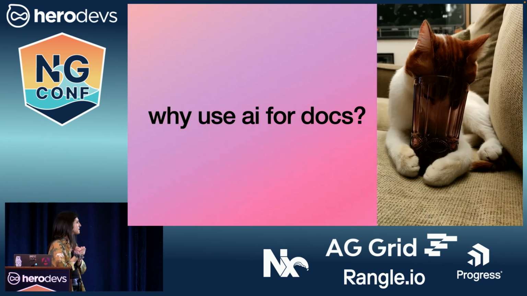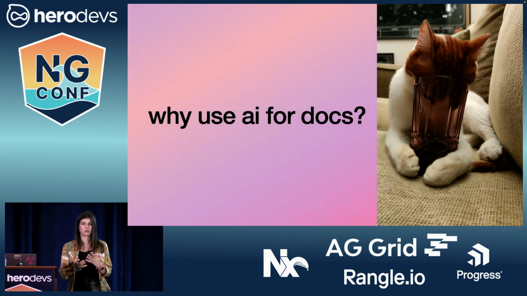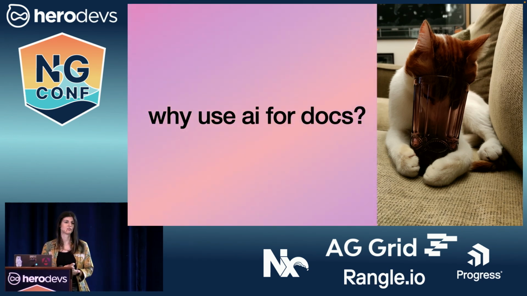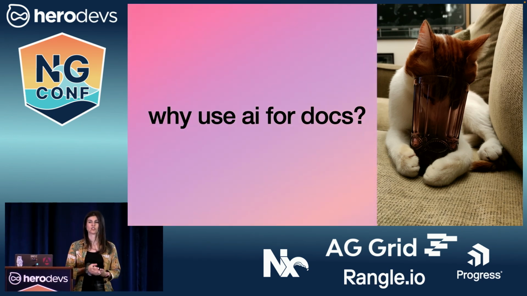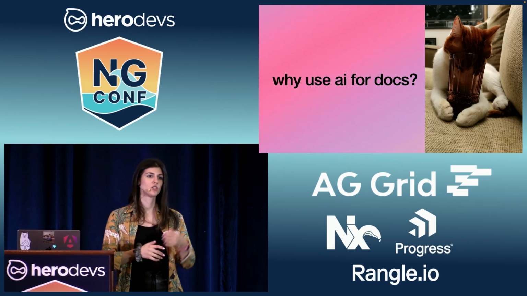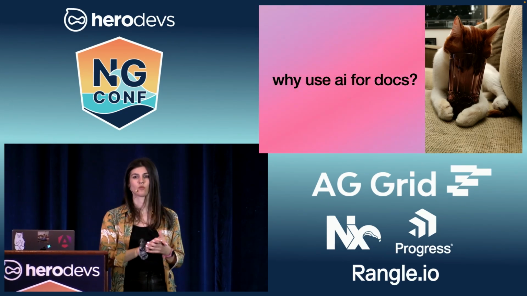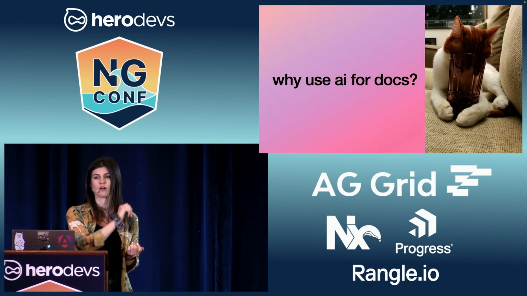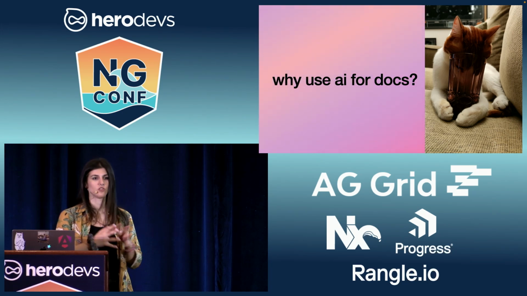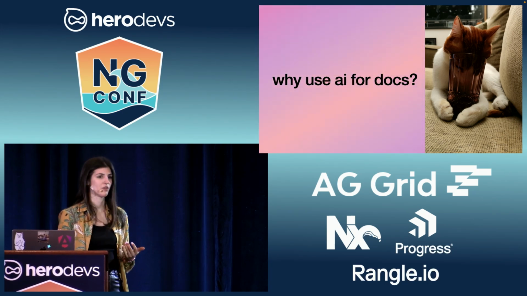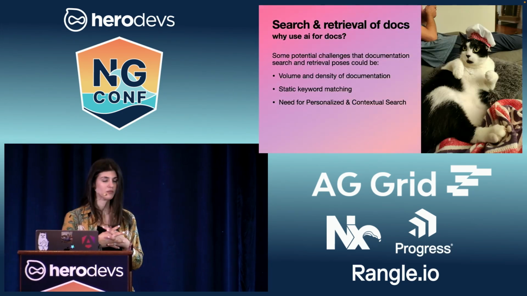So here is the million-dollar question. Why even use AI for docs, right? Because I'm pretty sure if you're using a tool, you go to their docs page, you go on the search bar, you find what you need, or you go to their contents and just find what you need. Why even bother adding AI to the docs?